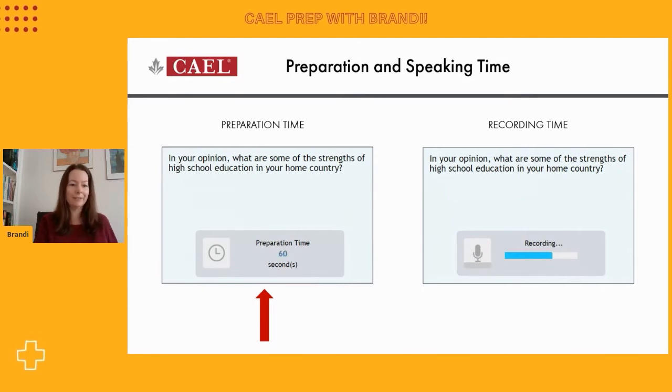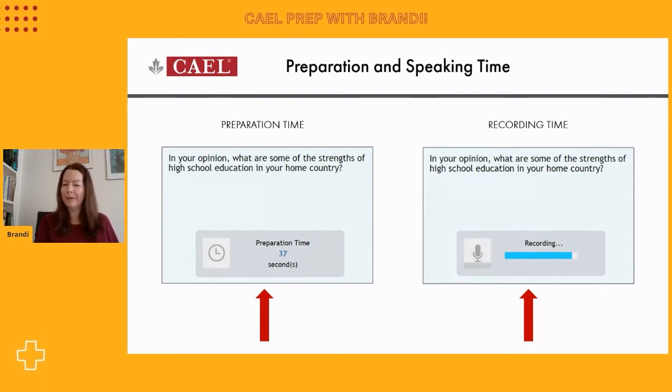So when the clock reaches 0, it's time to record. So you'll notice here that the timer is actually a blue bar. It's going to take whatever length of time you've got to speak. That's how long it takes for that blue bar to reach the end. All right, when that blue bar reaches the end, time is up, and the computer will simply stop recording, finished or not. So we really do need to keep an eye on the timer.